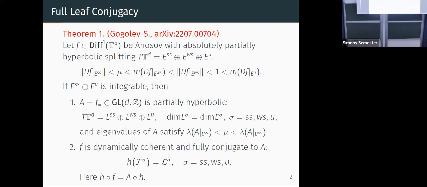And moreover, in this setting, we don't have any information about whether my F is dynamically coherent or not. Now with the assumption that my strong stable and unstable are jointly integrable, I can tell you my F is also dynamically coherent. In particular, you can say the CS foliation is actually the stable foliation of F, which exists. But for the weak stable and the unstable, I can tell you that it is integrable. So this gives you a CU foliation, and the intersection will give you the weak stable foliation. And now I can tell you that my F is actually fully conjugated to A. That means it preserves all three foliations.